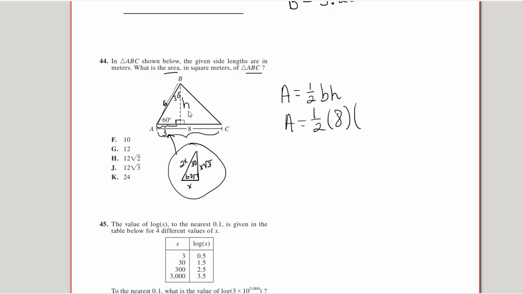But that helps us to find the length of the leg opposite the 60, which is equal to 3 square root of 3. And so we can plug that in for our height, 3 square root of 3, and we'll do some simplifying here, and we get the area is equal to 12 square root of 3, which is answer choice J.